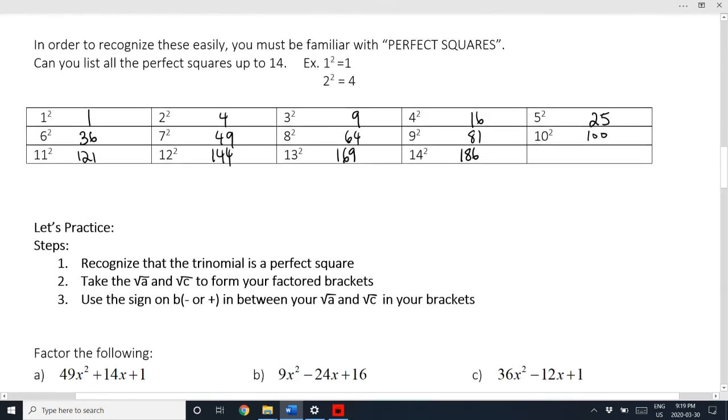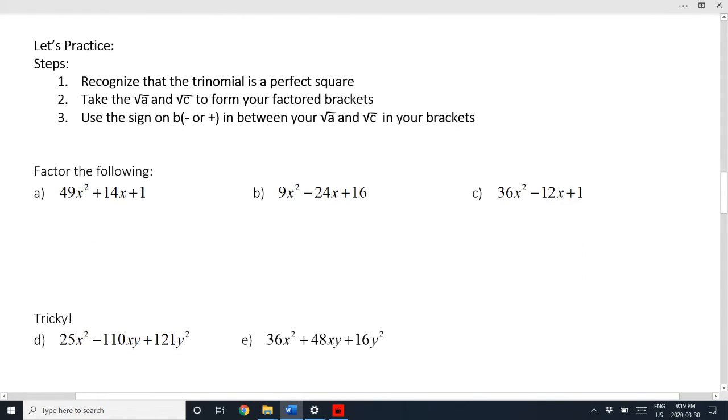So let's practice. So the first thing we want to do is recognize that the trinomial is a perfect square using the rules that we stated above. So those rules were the B value has to be even, A and C have to be squares, and the B value should be equal to the root of A times the root of C times 2. So if you look at this first one here, we see that it is even.